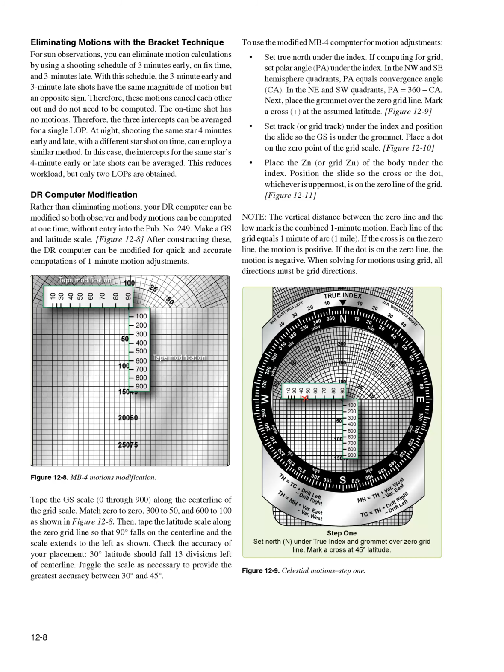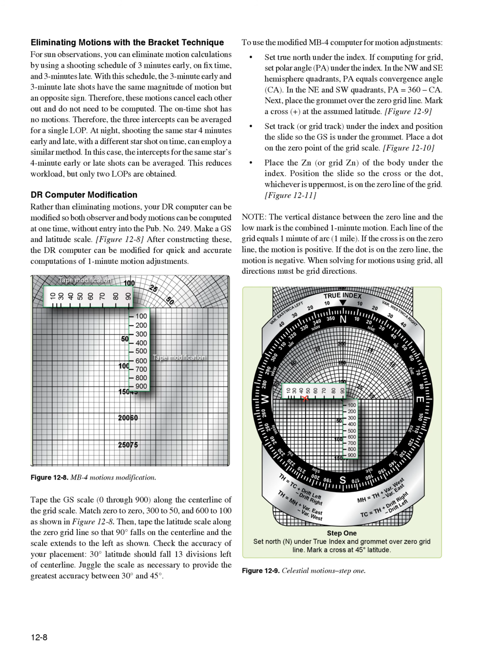Eliminating motions with the bracket technique. For sun observations, you can eliminate motion calculations by using a shooting schedule of 3 minutes early, on fixed time, and 3 minutes late. With this schedule, the 3-minute early and 3-minute late shots have the same magnitude of motion but an opposite sign. Therefore, these motions cancel each other out and do not need to be computed. The on-time shot has no motions. Therefore, the 3 intercepts can be averaged for a single LOP.